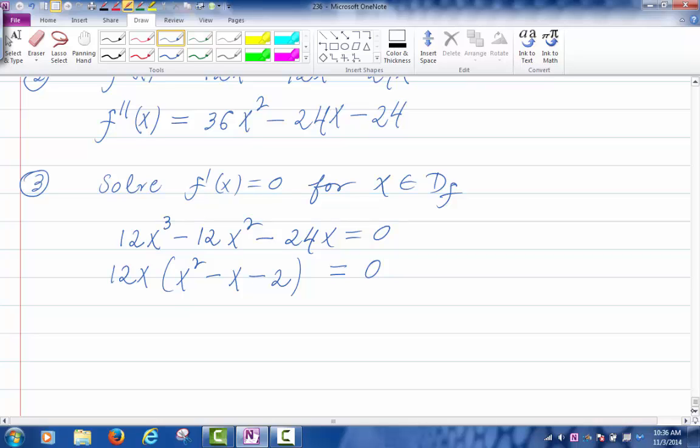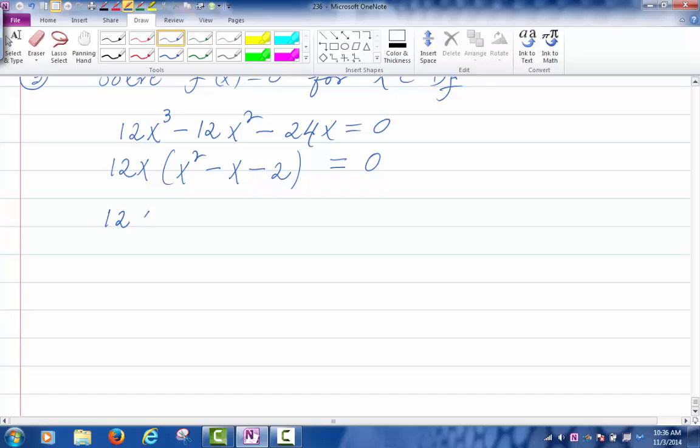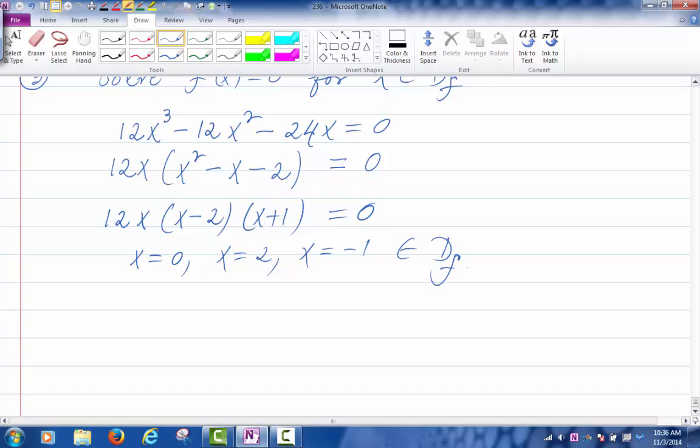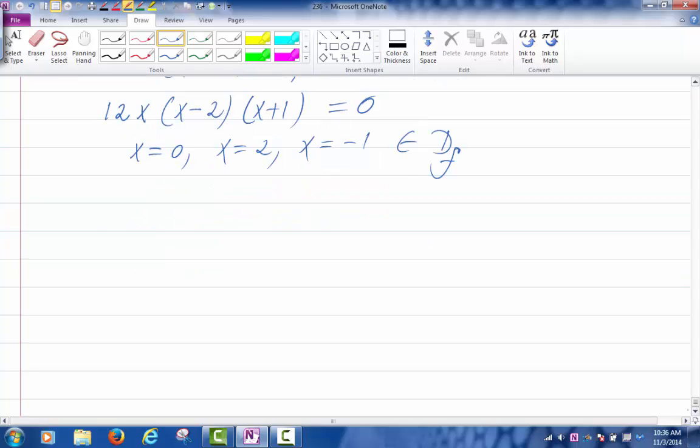Usually in the exam I see people making mistakes right here when they try to solve this equation. Now, how do you factor that? x minus 2, x plus 1, very good. And so what do we get? We get x is 0, x is 2, x is negative 1, and they are all in the domain of f, right? Okay. And remember, the first derivative is defined everywhere, so I don't have to worry about finding x where the derivative doesn't exist here, right? Is everybody okay? All right.